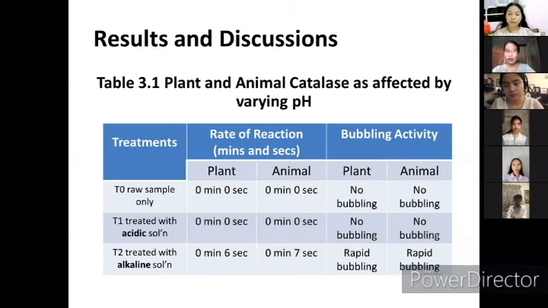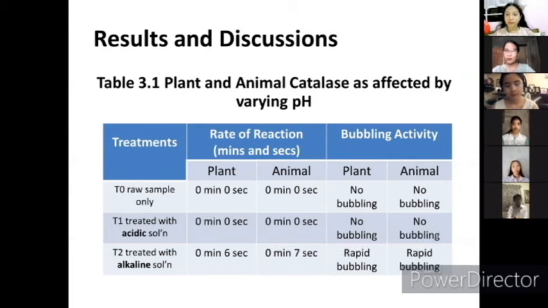Next is treatment 2, treated with alkaline solution. The alkaline solution in both plant and animal samples showed enzymatic activities. The rate of reaction is fairly similar, with a 1 second gap.